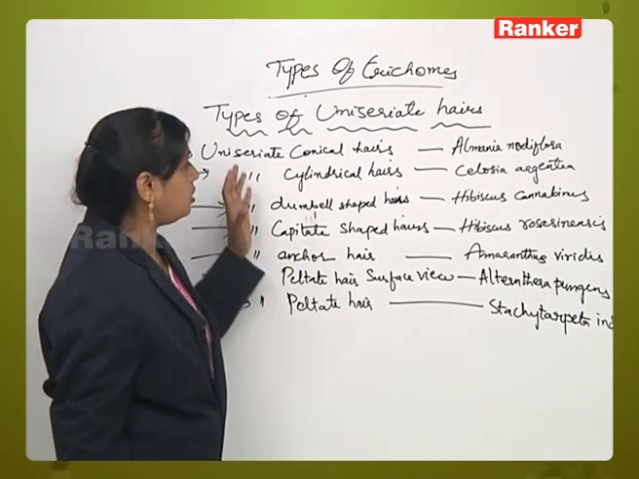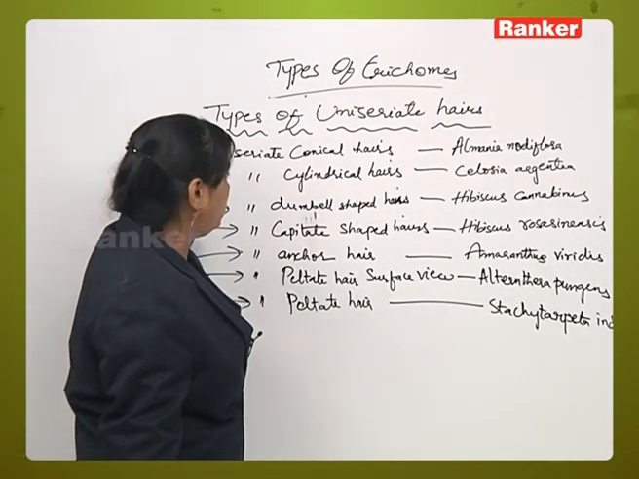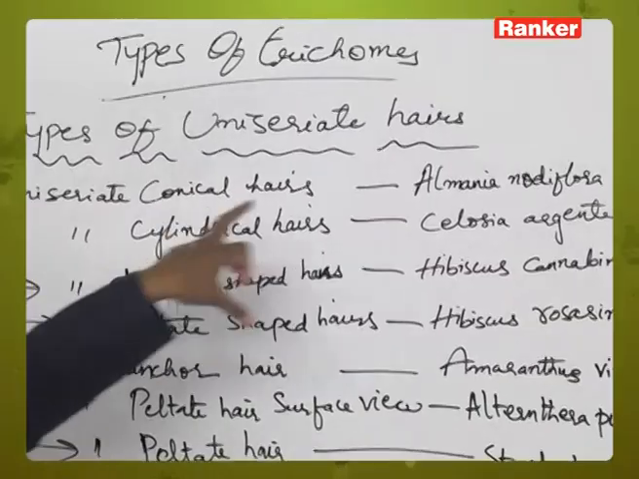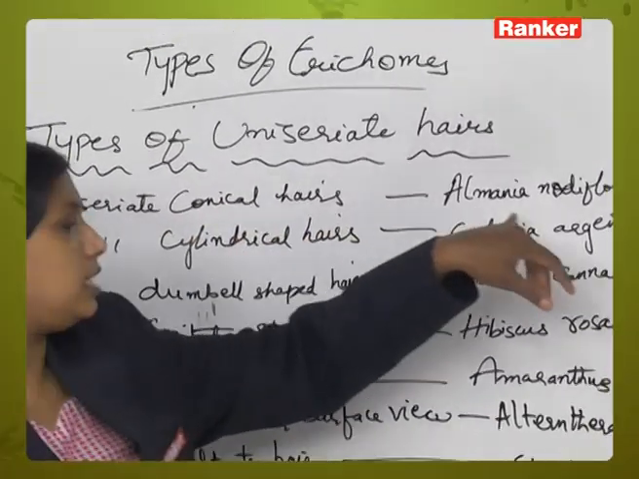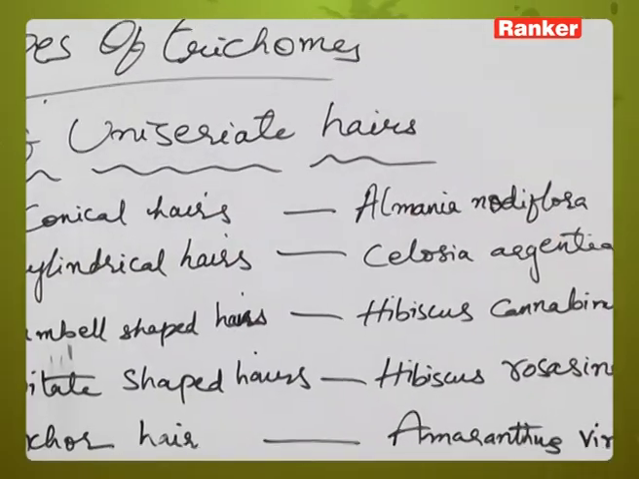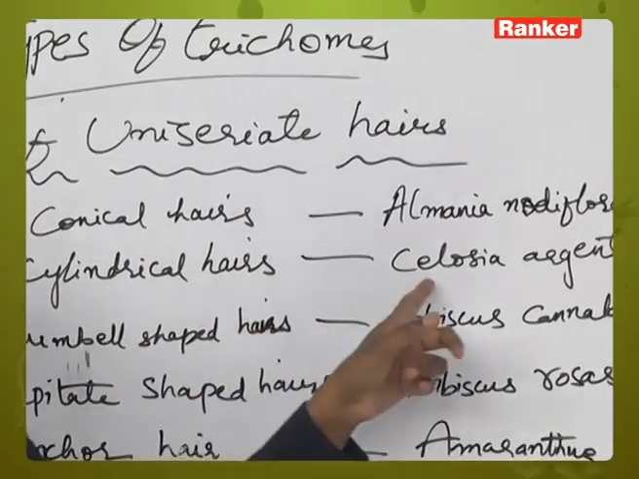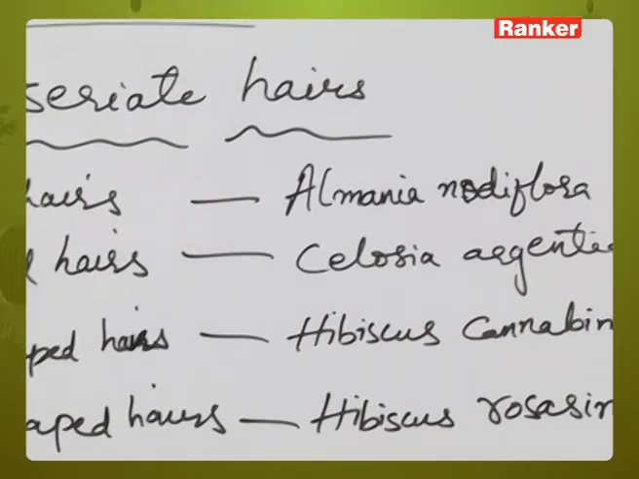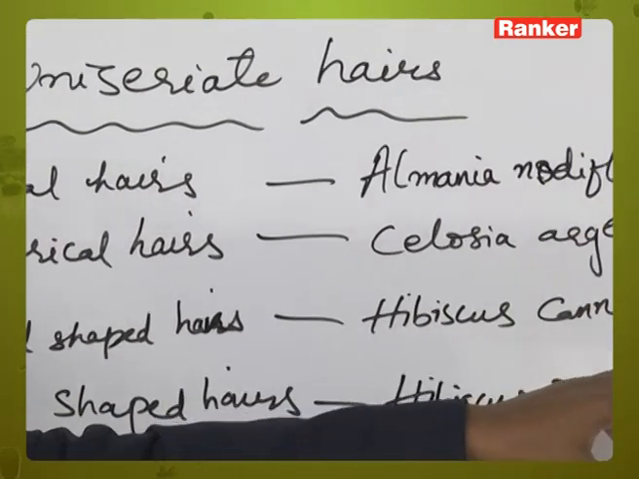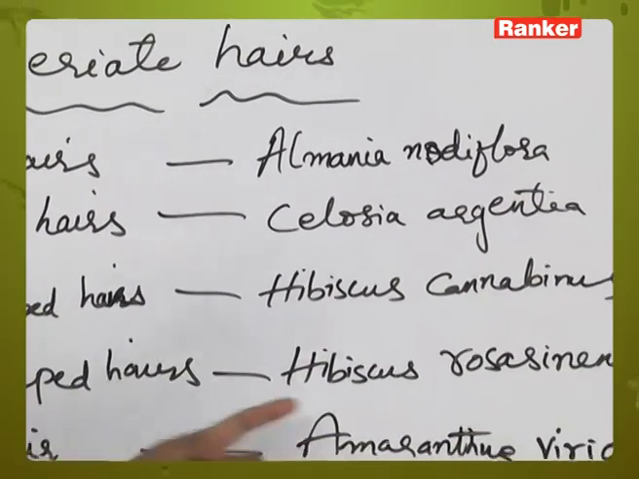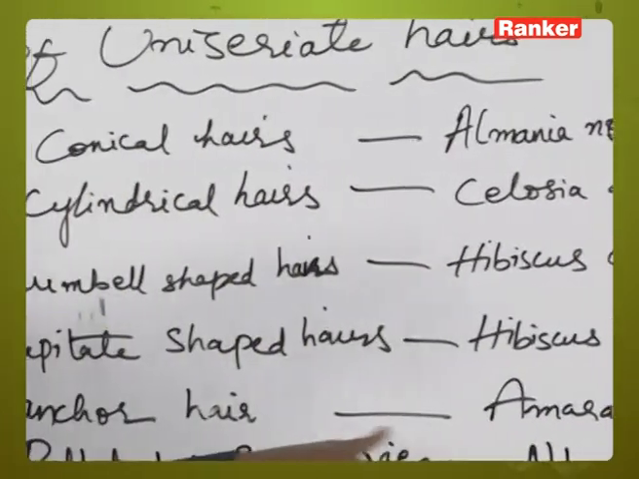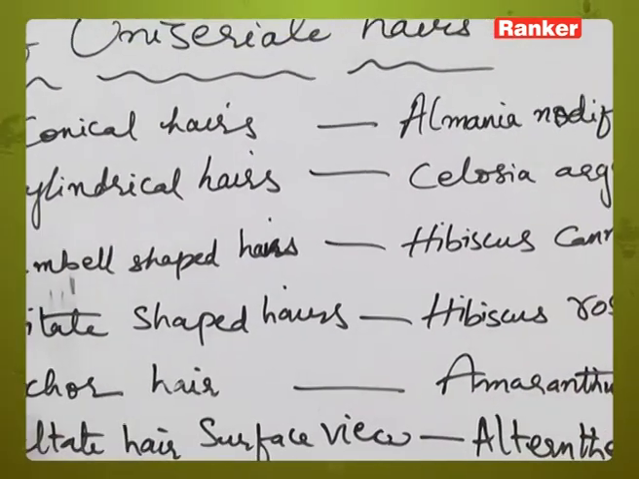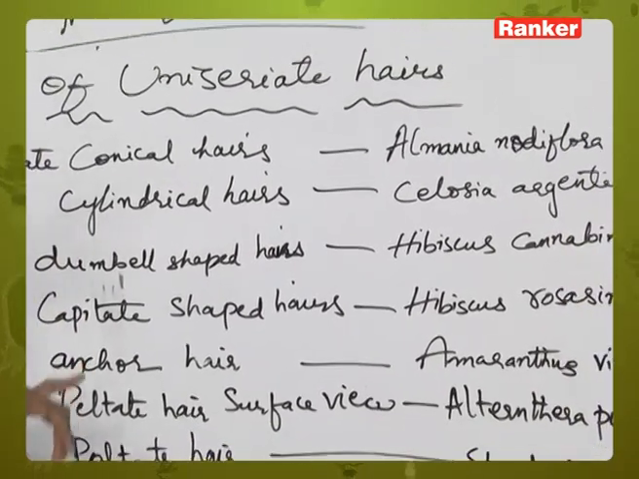So the examples for each individual uniseriate hair are important from the examination point of view. Uniseriate conical hairs, these are Alternanthera nodiflora. Next is uniseriate cylindrical hair, Celosia argentea. Next, uniseriate dumbbell shaped hairs is Hibiscus cannabinus. Uniseriate capitate shaped hairs is Hibiscus rosa-sinensis. Uniseriate anchor hair is Amaranthus viridis. Here the body will be in the form of anchor at the tip.